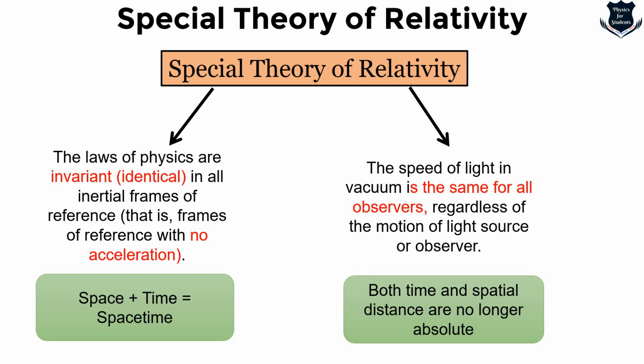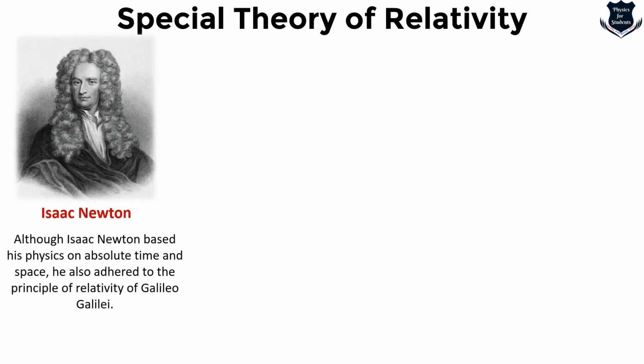That means both time and spatial distances are no longer absolute. Now these were, I would say, the 2 basic tenets, the 2 basic ideas of the special theory of relativity, but the question still remains unanswered: how did the special theory of relativity actually evolve?